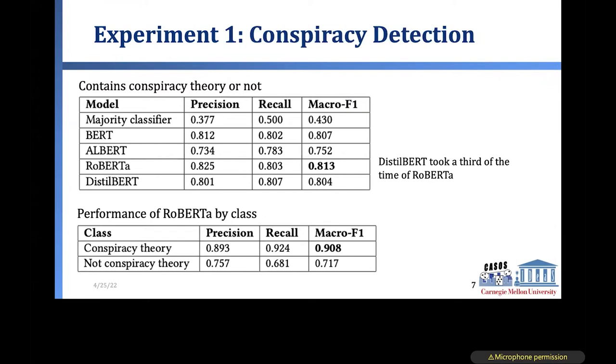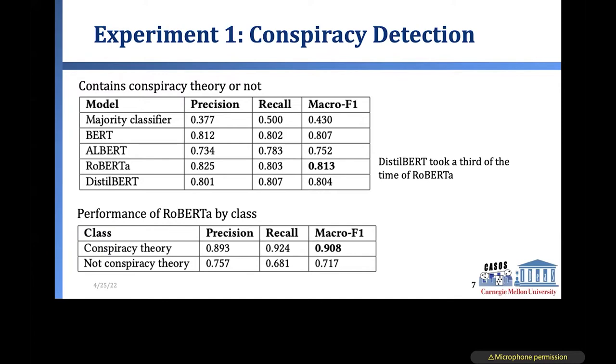So in terms of results, this is for experiment 1, conspiracy theory detection. As expected, we ran neural net classifiers: BERT, ALBERT, RoBERTa, and DistilBERT, where ALBERT, RoBERTa, and DistilBERT follow BERT and are designed to optimize BERT in various ways, from adding more training data to paring down the number of parameters.